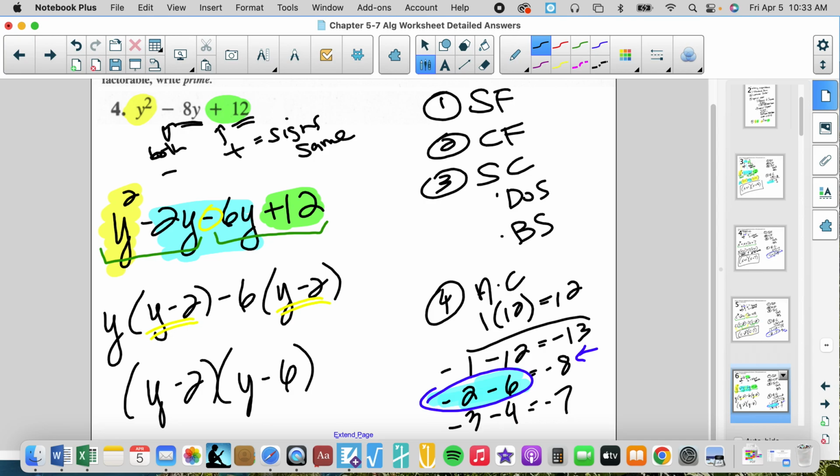And notice my signs are the same, negative 2 and negative 6, which makes positive 12, with an inside and outside of negative 2 and negative 6, which makes negative 8y, and it all makes sense. Really, really nice, very, very systematic.